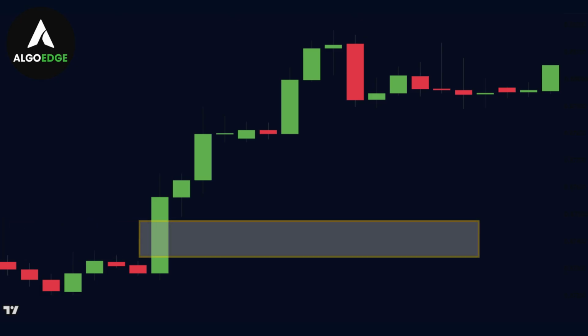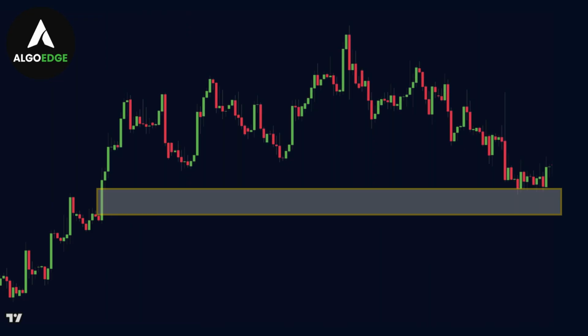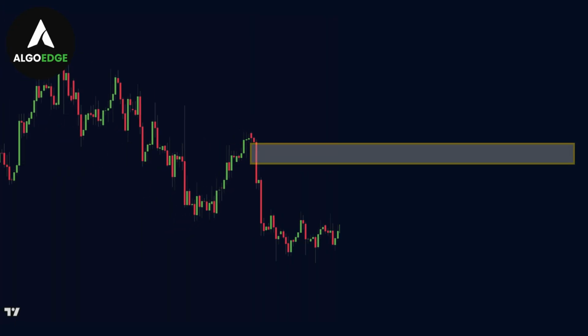Sometimes it takes much longer before revisiting the zone. That's why traders usually extend the fair value gap to the right and simply wait for price to return. Here's another example. Even though price stayed away from the fair value gap for quite some time, it eventually returned to the zone. The FVG acted as support, buyers stepped in, and the market resumed its bullish move. Here's the bearish version of the same concept. Price rallies back into the bearish fair value gap, where the zone acts as resistance.